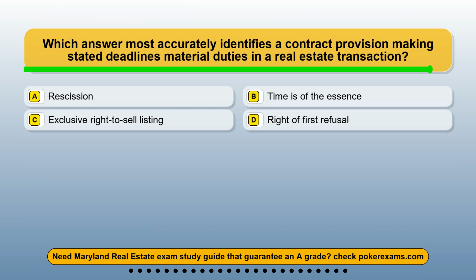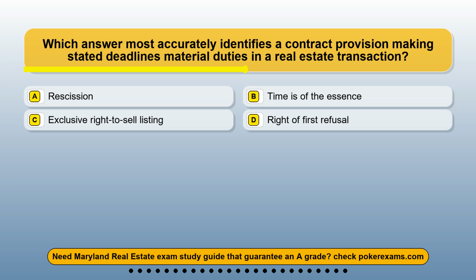Question 10. Which answer most accurately identifies a contract provision making stated deadlines material duties in a real estate transaction? Option A, rescission. Option B, time is of the essence. Option C, exclusive right to sell listing. Option D, right of first refusal.